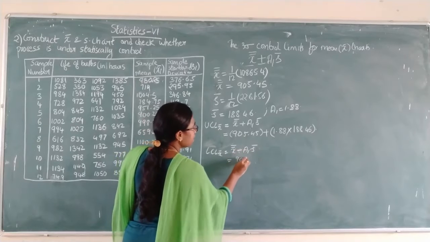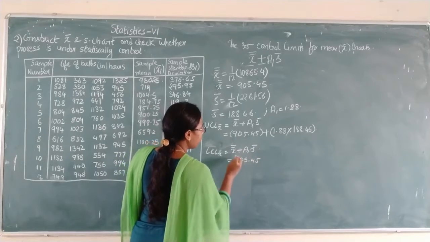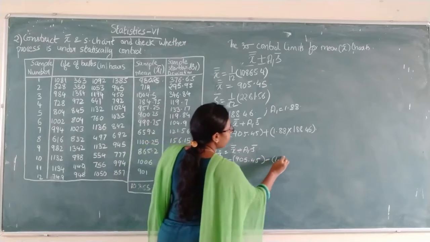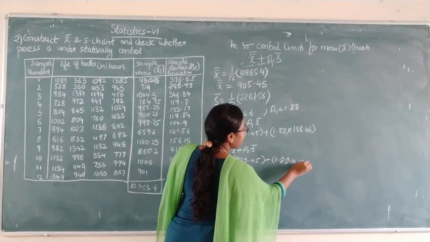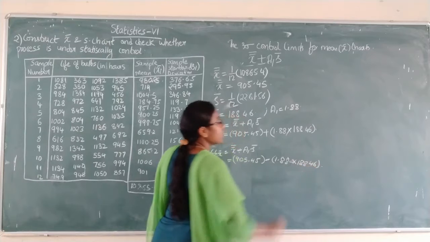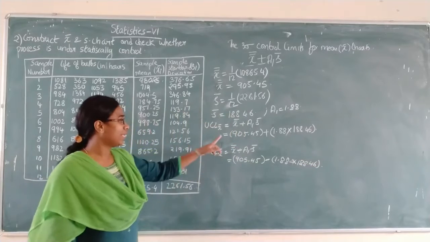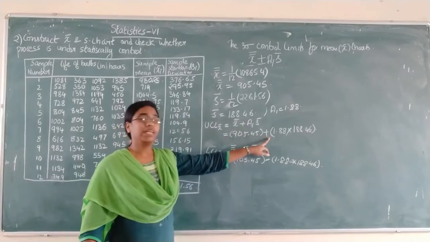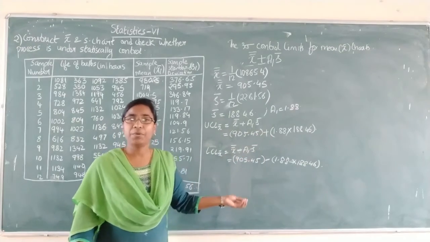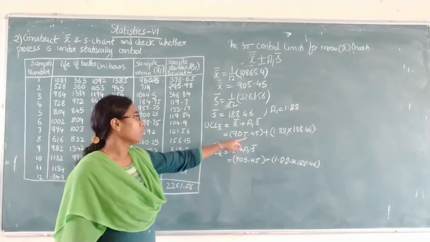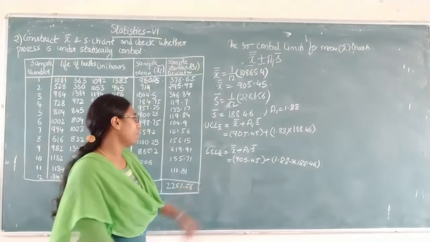That means 905.45 minus 1.88 into 188.46. So in the calculator itself, while doing the LCL, you can edit it by exchanging plus with the minus. No need to type the values again in the calculator. First you put plus, second you put minus.